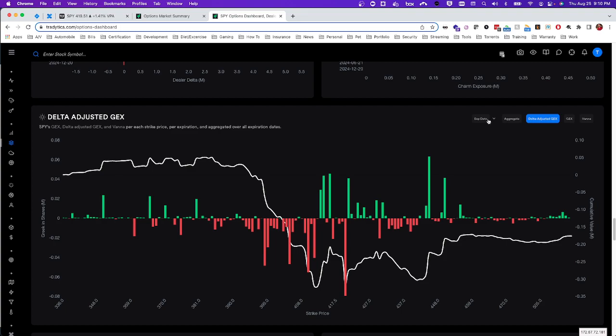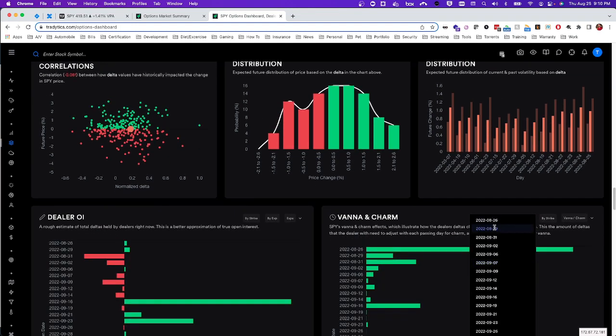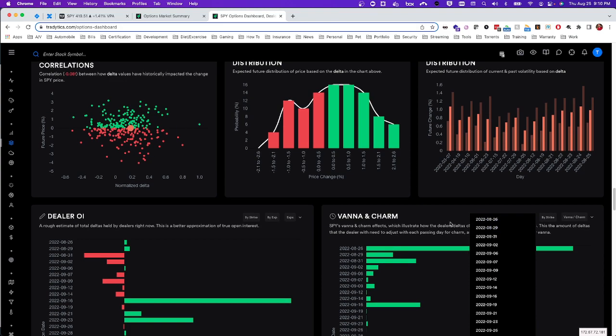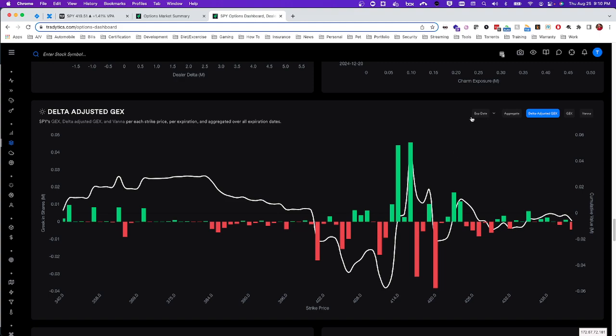But first, I just want to talk about what we're seeing here. So if we click on expiration date and we just scroll up and click August 26th to see that Friday, we can see all of the dealer positioning for that day with the delta adjusted gamma exposure.